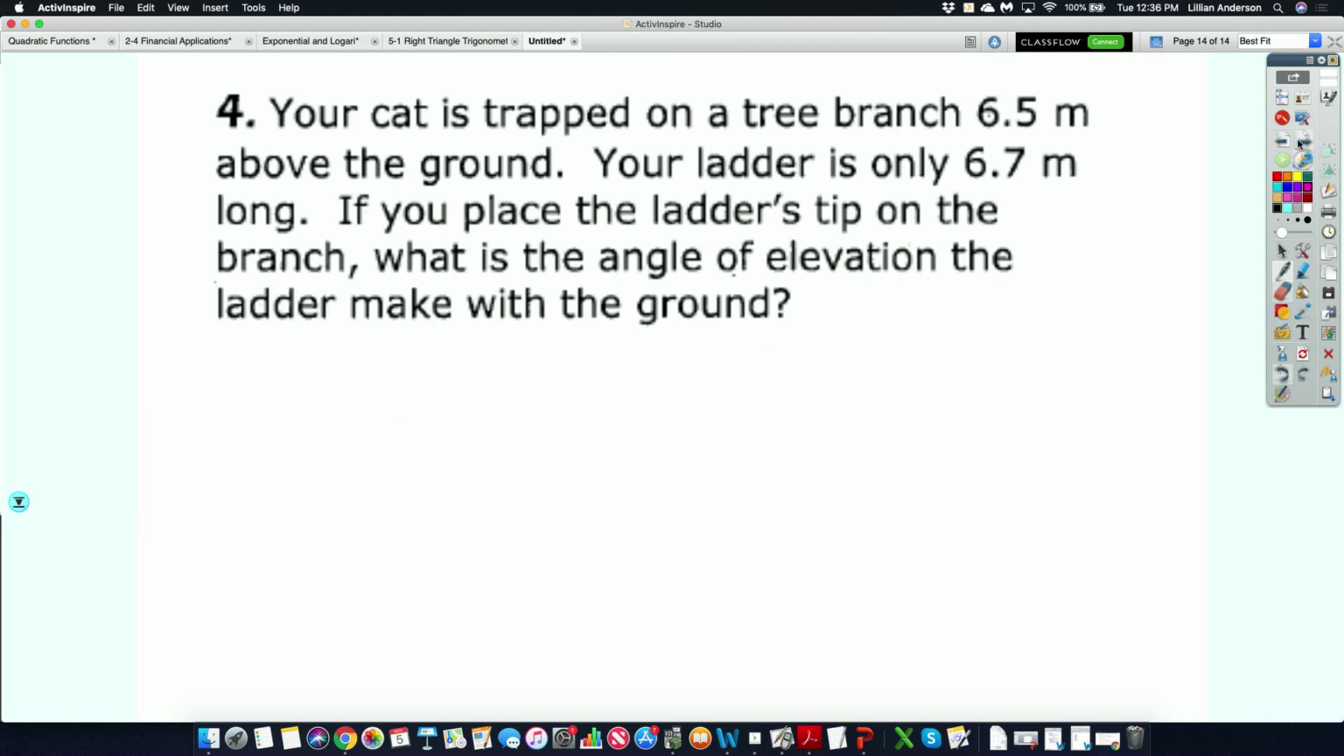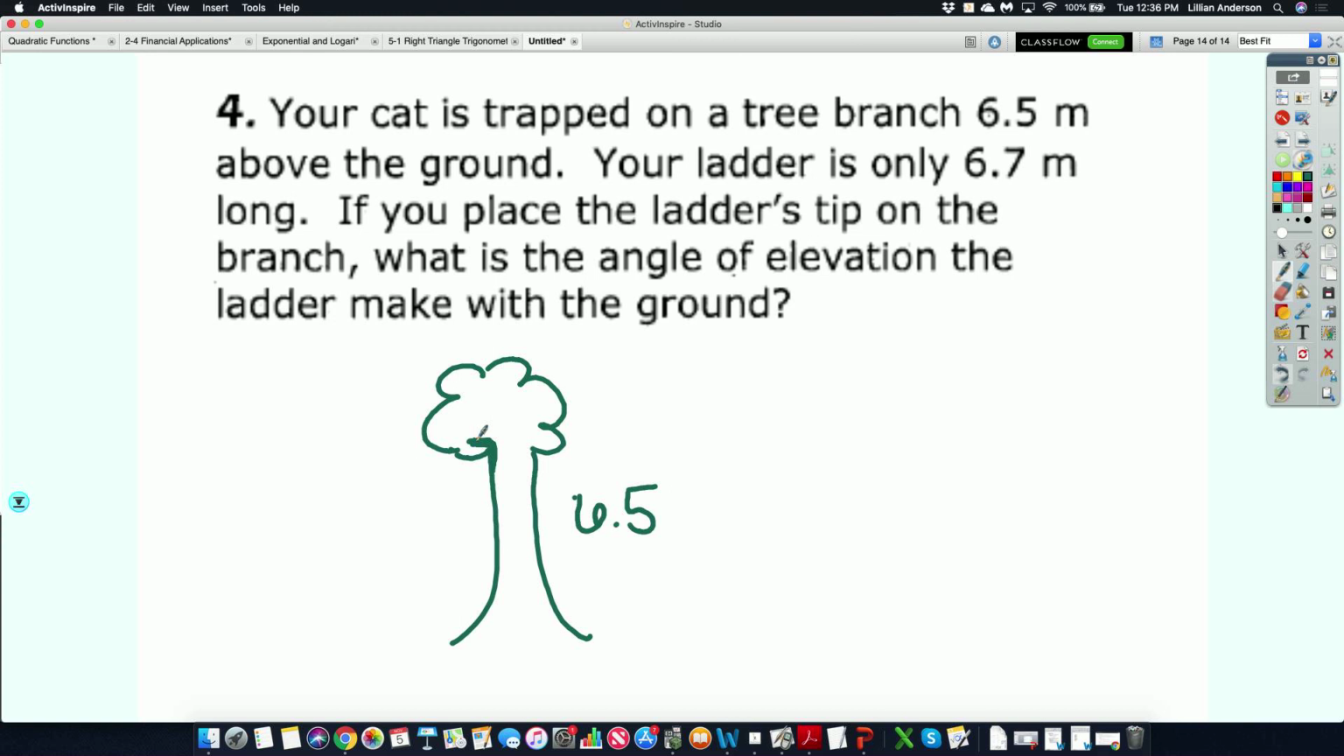Let's look at the last one. We have a cat trapped on the top of a tree branch, and the tree branch is 6.5 meters above the ground. What'd I say? 6.8? Not bad. I don't know what I was thinking. All right, so here's your tree. It's 6.5 because he's stuck on one of these little branches. Now your ladder is only 6.7 meters long.